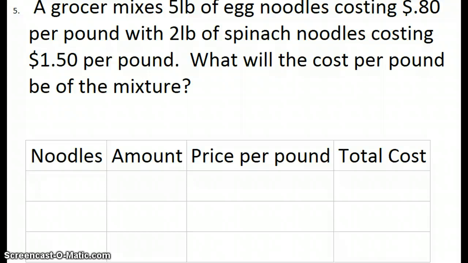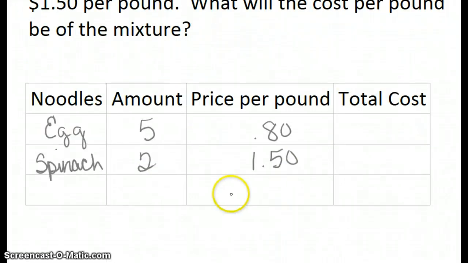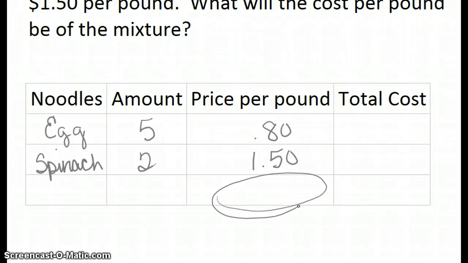So let's look at egg noodles and spinach noodles. Okay, we have 5 pounds of egg noodles at 80 cents and 2 pounds of spinach noodles at $1.50. And we want to add that to find out what the cost per pound is going to be. So that's our unknown. That's our cost per pound. So this is our mixture. So we have 7, and our price per pound, we don't know. But we know that it's going to add up to be 7x.